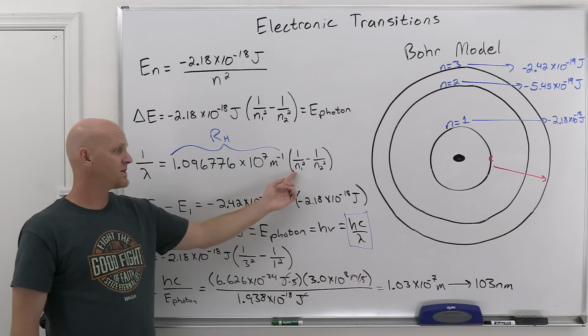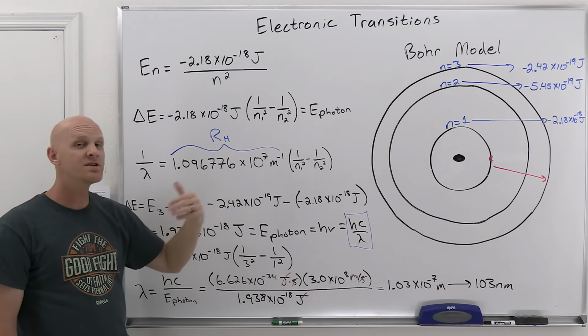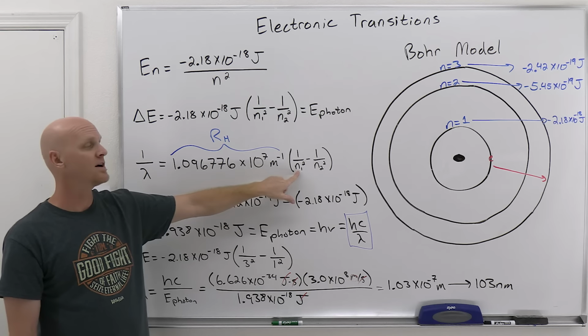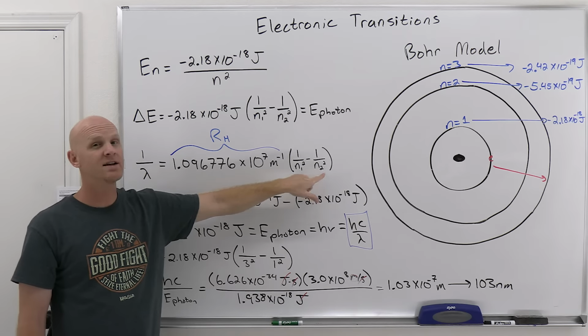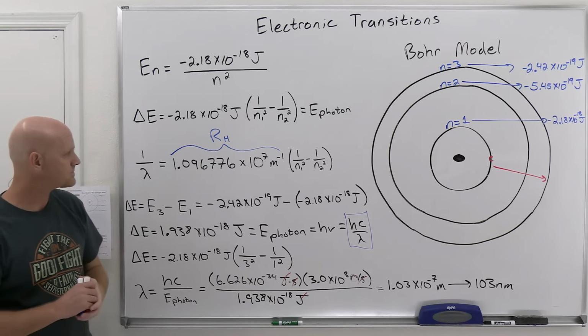And again, for his equation to work, so that you don't come out with a negative number, n1 has to be the smaller n value, and n2 has to be the larger n value, FYI.